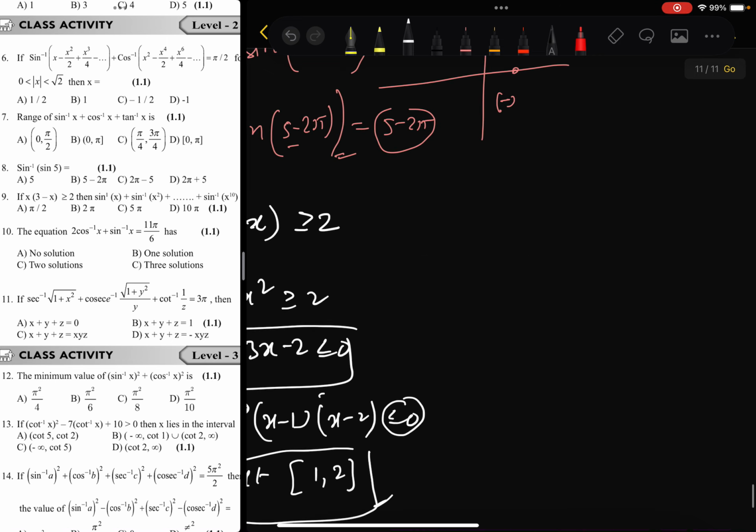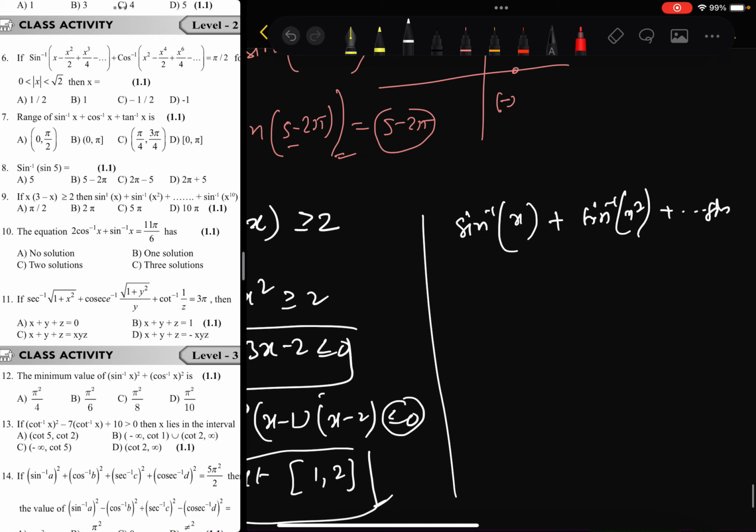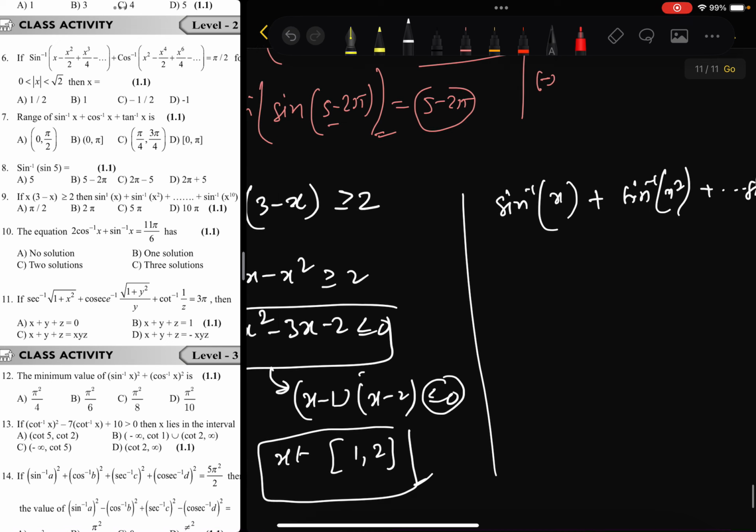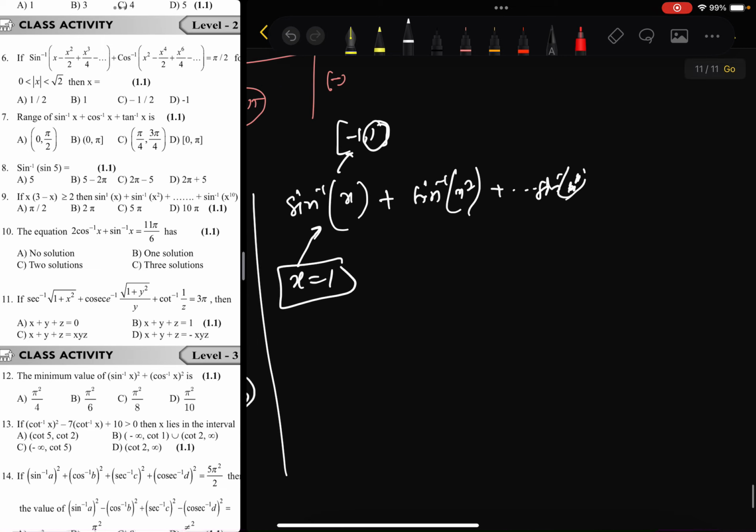Again an equation is given here, sine inverse x plus sine inverse x, and we need to find the value of this up to sine inverse x raised to 10. As you can see, what is the domain of sine inverse x? Here minus 1 to 1. So only one value is satisfying here. That means exactly if x is 1, then this equation will be true. So x equals 1 will satisfy both equations. If you put x equals 1 here, you will get pi by 2 and pi by 2 and so on. So you are getting 10 times pi by 2. So this is 5 pi.